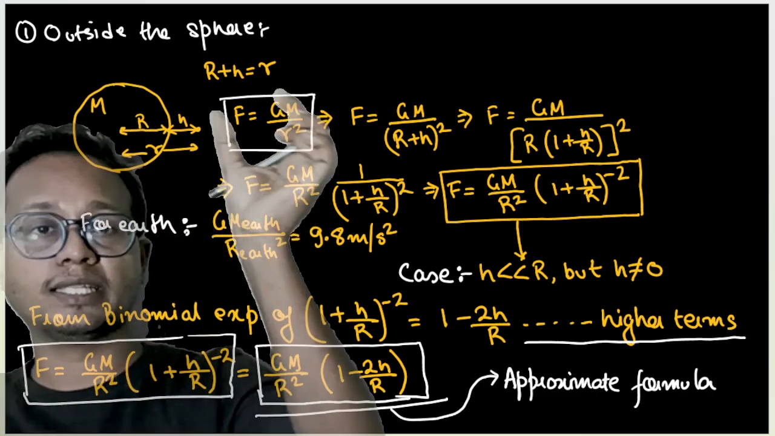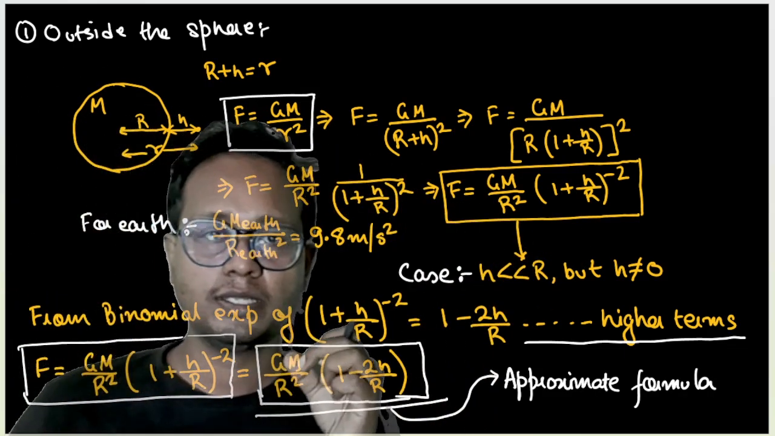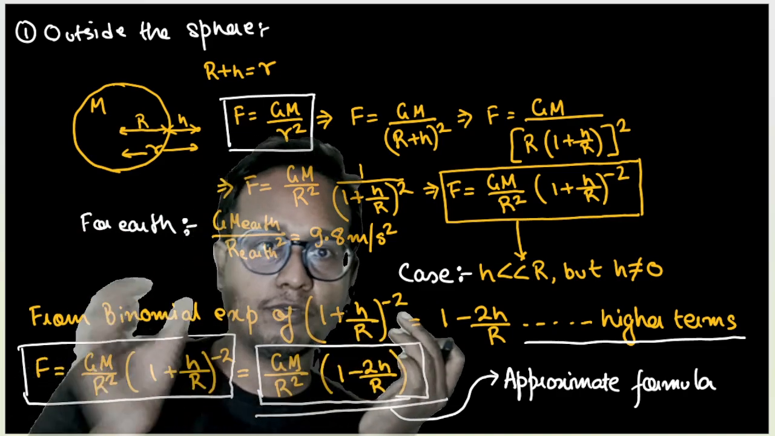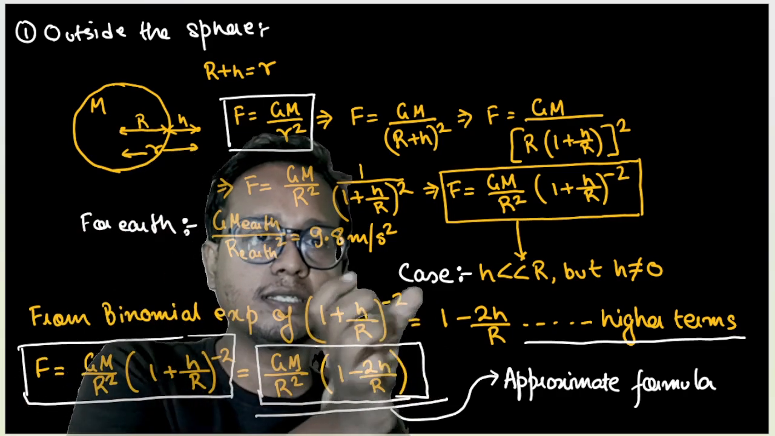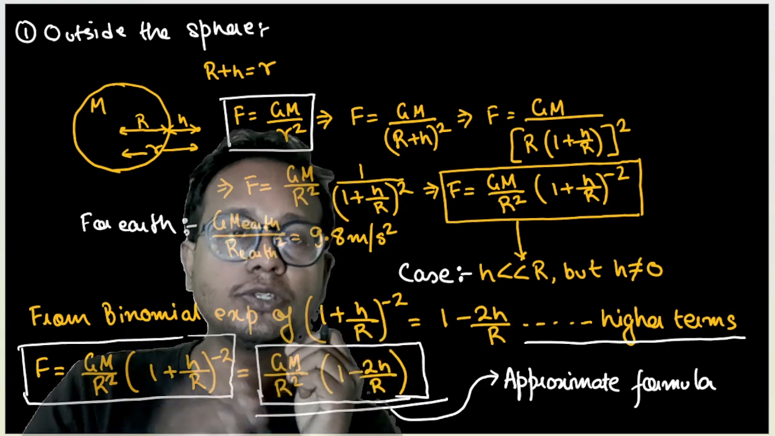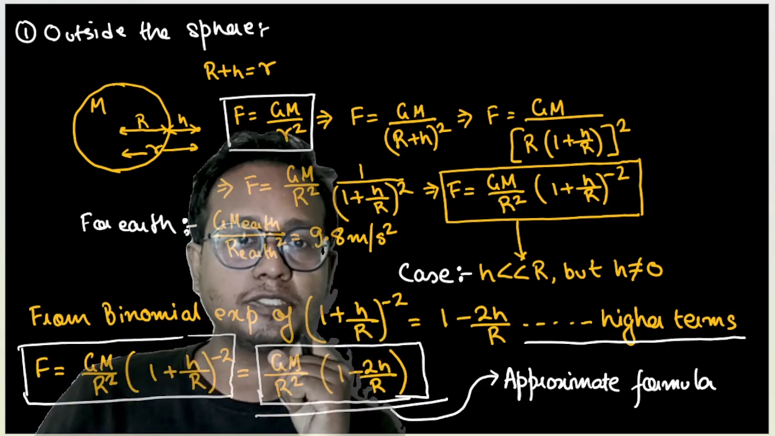Okay, that means these are nothing but accurate formulas. This is nothing but an approximate formula. Now you might ask, when to use accurate formulas and when to use the approximate formula. See, the accurate formula is a little bit tough in calculation. If height is given as 50 kilometers or 100 kilometers or 200 kilometers, can you do 200 by 6,400 to the power minus 2? It is very tedious, no?